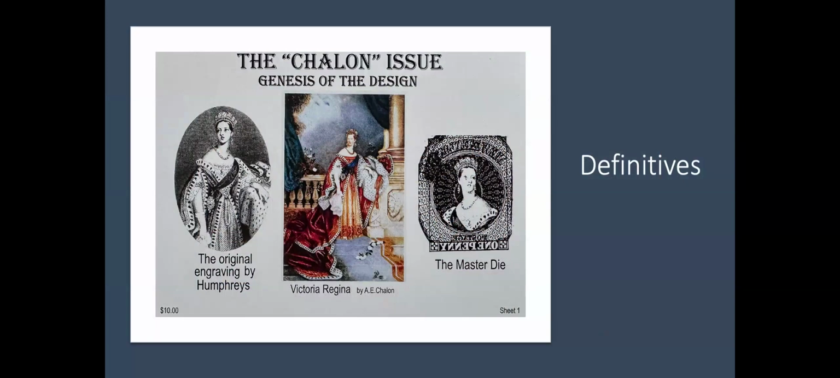The Chalon issue. So this is getting into D for the definitives. Definitives are long-running stamp issues that are reprinted and changed over a period of time. These are also known as the full-face queens, the Chalons, and the original engraving by Humphreys is on the left, of the painting by Alfred Chalon in the middle there, and an image of the master die.